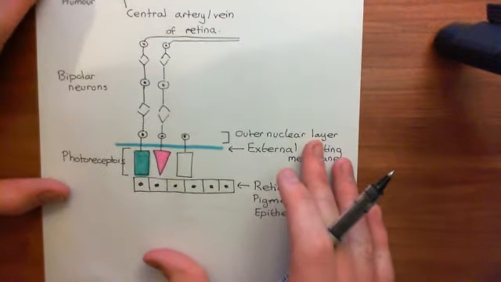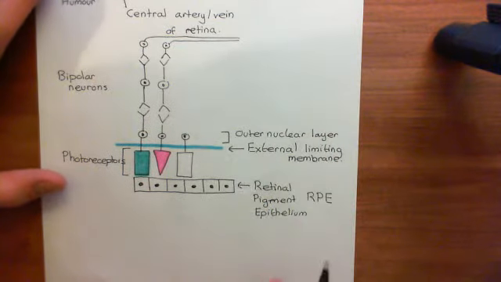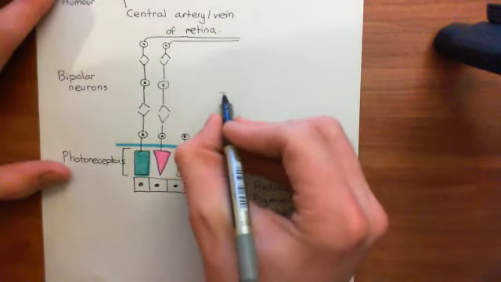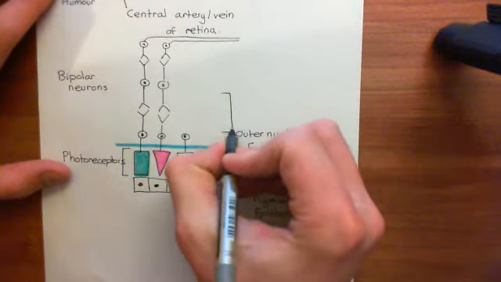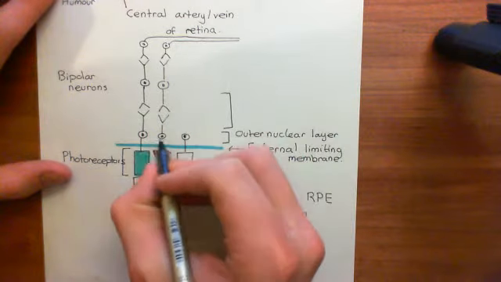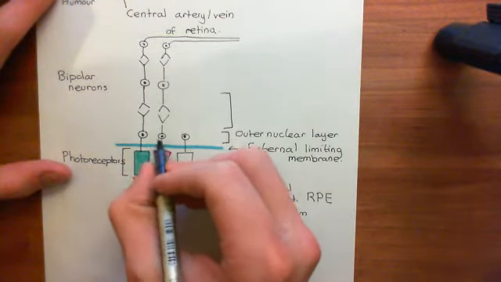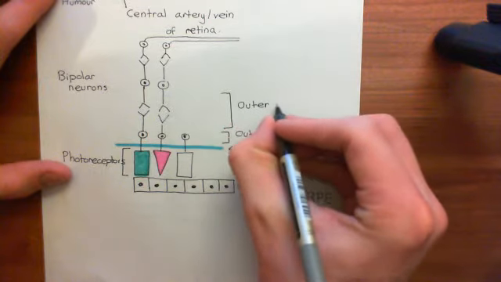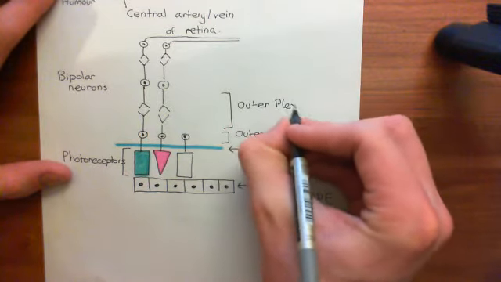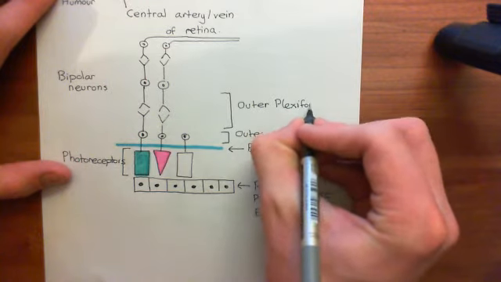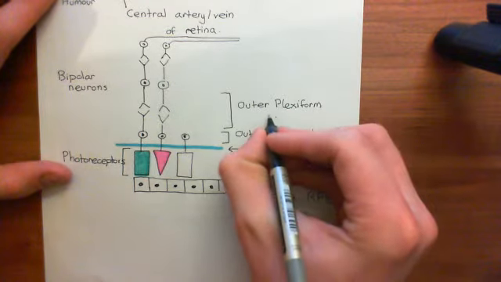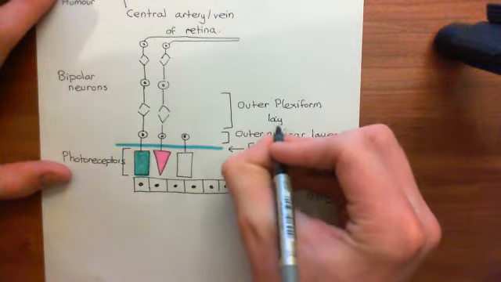Now, let's talk a bit more about the different layers of the retina. So we have this outer nuclear layer. Then the layer where we have the synapses between the bipolar neurons and the photoreceptors down here is called the outer plexiform layer. This layer consists of a lot of axons synapsing with each other, without any cell bodies, so it's called the outer plexiform layer.